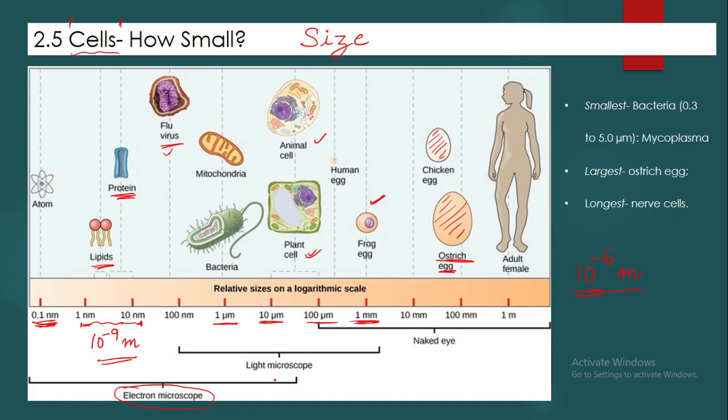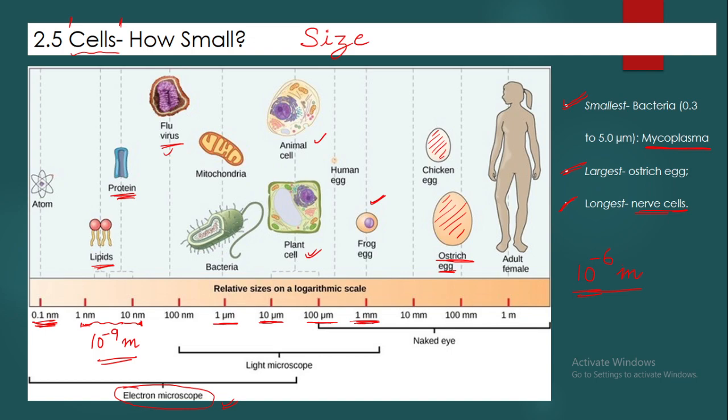Anything you want to ask? Sir, Mycoplasma is also known as mitoplasma? No. Mycoplasma is a special type of bacteria. It's so tiny. It is also infectious. It also causes infection.